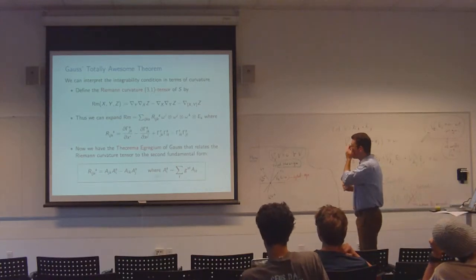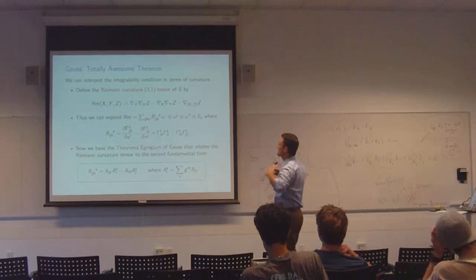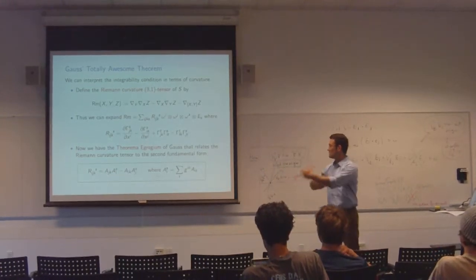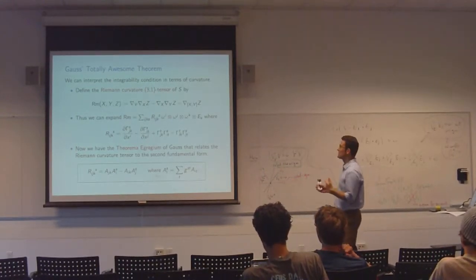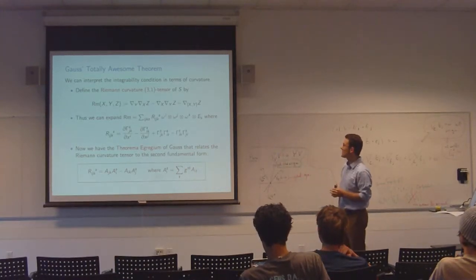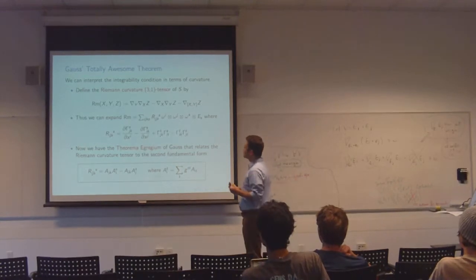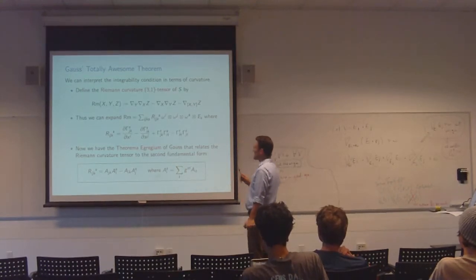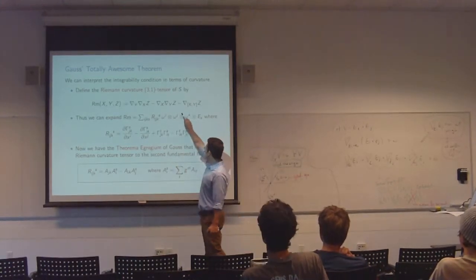Okay, so what's the point? Now I'm skipping several, like 50 years' worth of differential geometry history here, because it wasn't immediately discovered like this. It was put in this form much later. So what you do is you define the Riemann curvature tensor, this object right there.